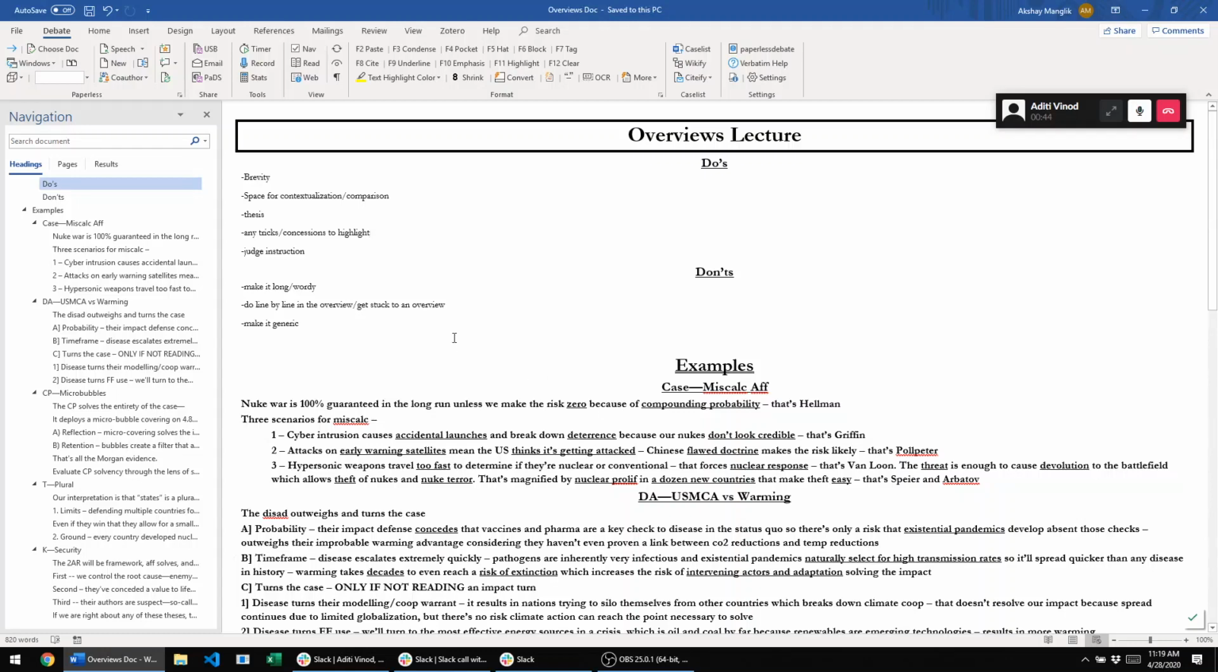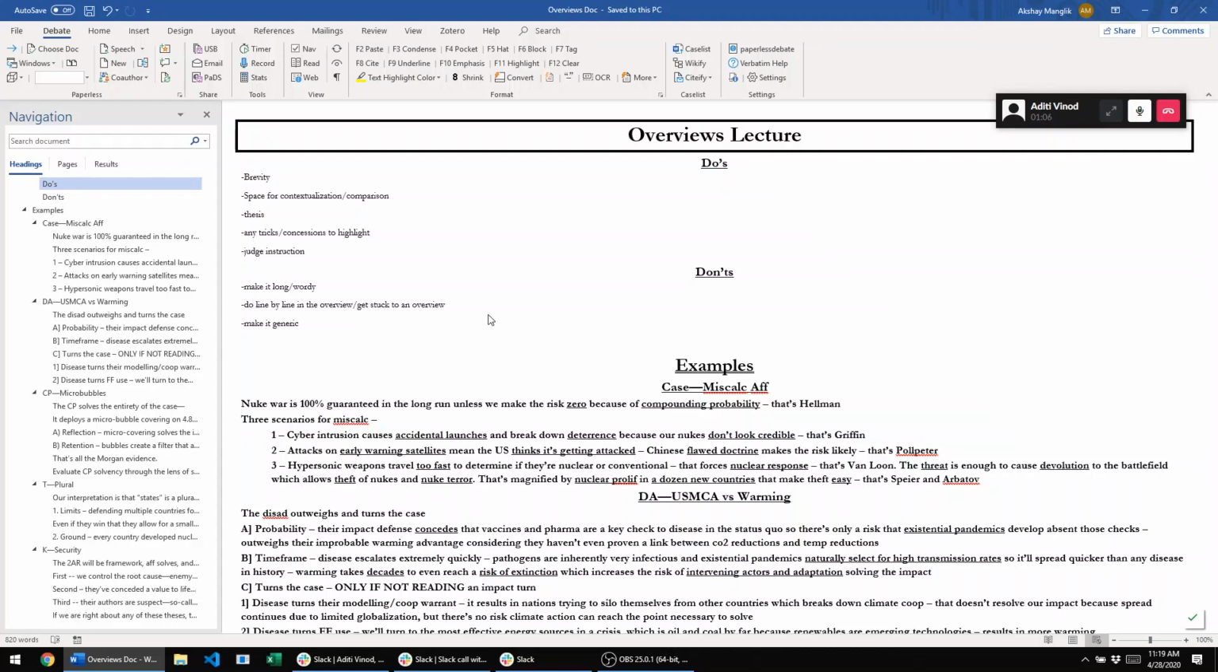Hey everyone, so this is just going to be a quick lecture on how to do overviews, what not to do in overviews, and we'll look through a couple of examples for each different case position, because what really goes into an overview depends on what position you're extending, obviously. And so the most important thing to keep in mind when you're doing an overview is brevity.